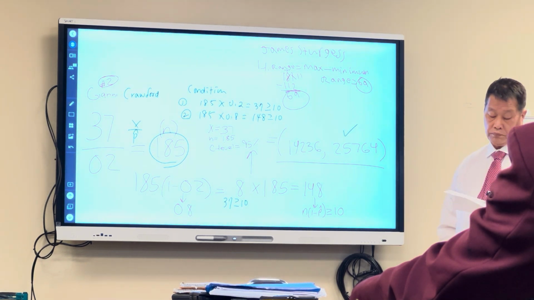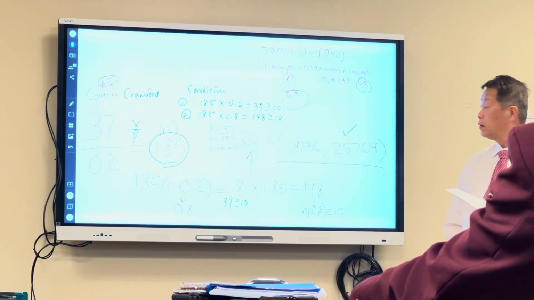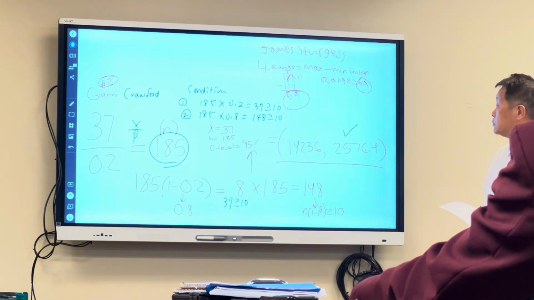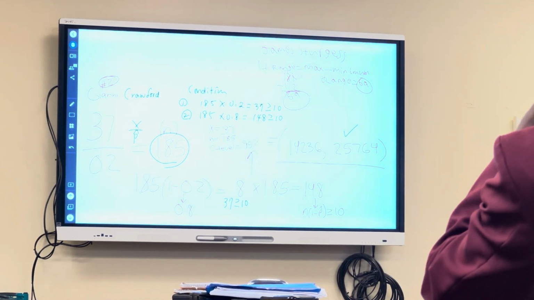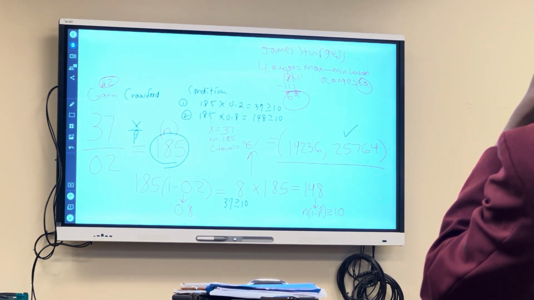So you just have to decipher. Parentheses open, 0.14236, comma, 0.25764. So we are done with number 2. Any questions on number 1, number 2?